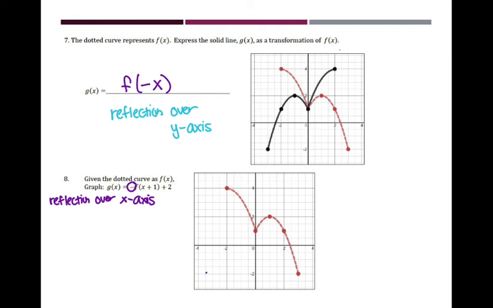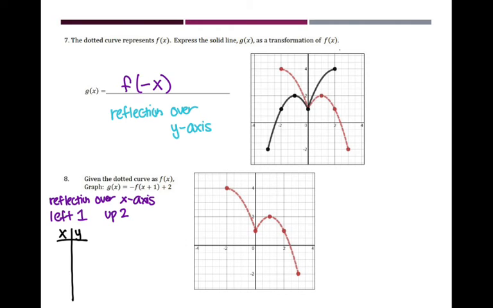I also am moving to the left 1. That's this plus 1 over here that tells me I'm moving to the left. And I'm also going to be moving up 2. Now what I like to do is create a table and then manipulate the table based off of my transformations. So I'm going to go ahead and take all of my original ordered pairs.